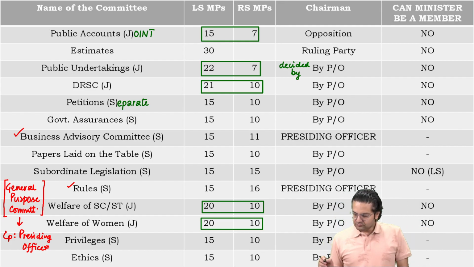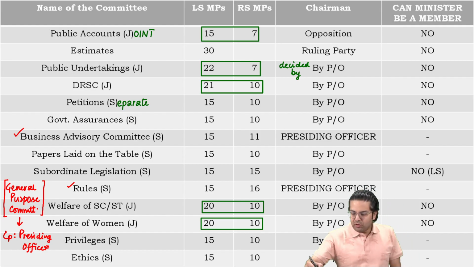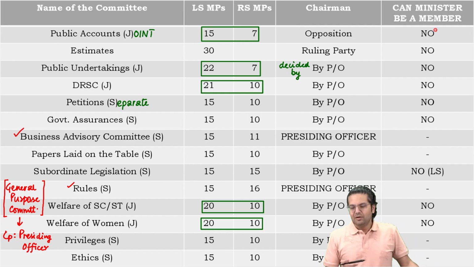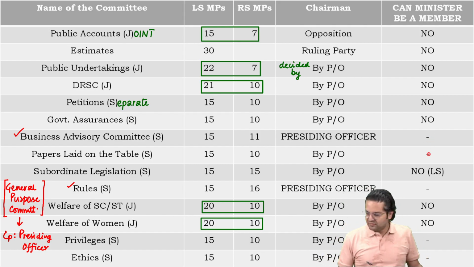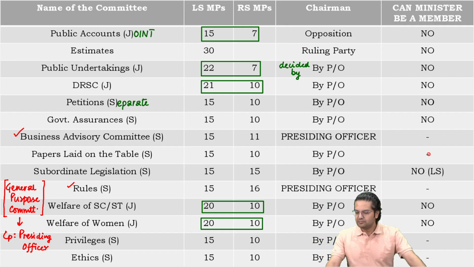Now, apart from this, you can observe that in most of these committees, ministers cannot become members because most committees are evaluating the performance of the ministers only. So if you make them only members, it makes no sense. Absolutely no sense. But in some committees, there is no such limit. Ministers can also become members. Are we clear, everybody?